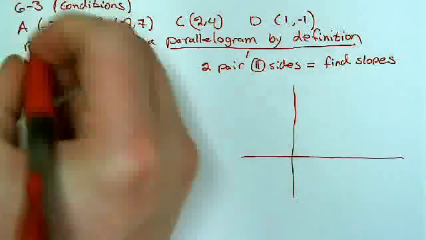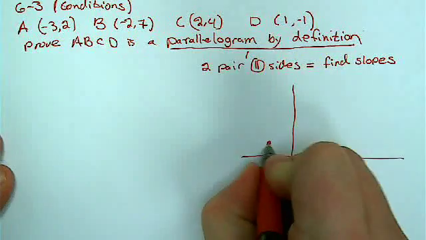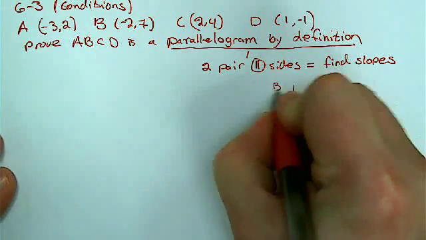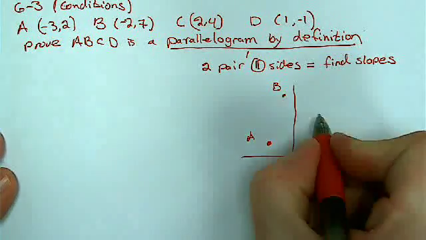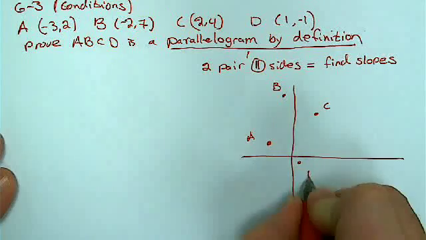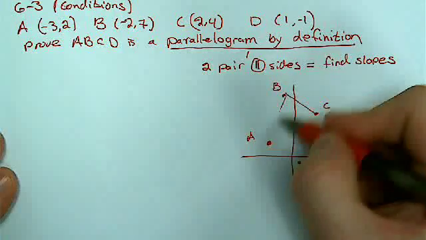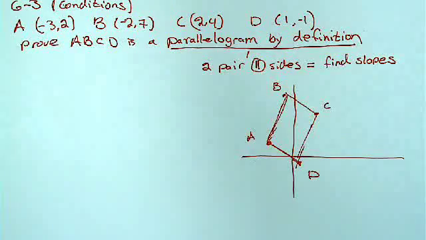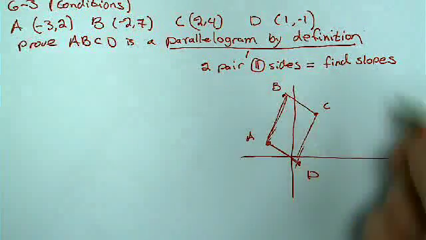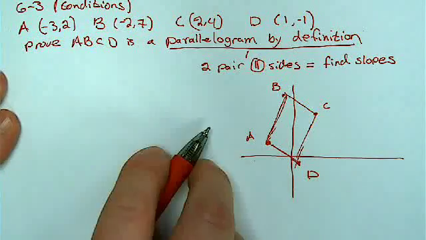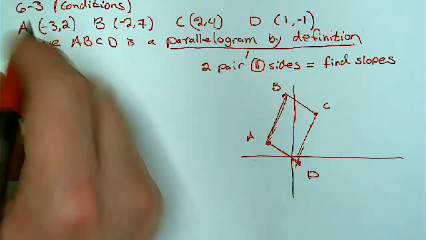All right, so negative 3, 2 is going to be around here-ish. Negative 2, 7, that's up here. 2, 4 is here-ish. And 1, negative 1 is right there. So there's my figure, roughly. It gives me kind of an idea of what I'm looking for. I'm going to need to find the slope of AB, BC, CD, and AD. Knock out those four slopes, see what I get, make sure it all matches.